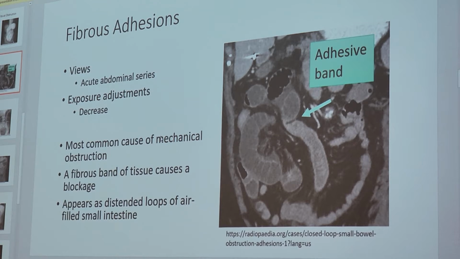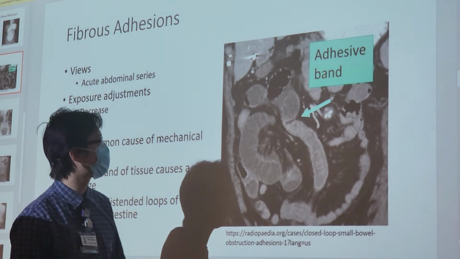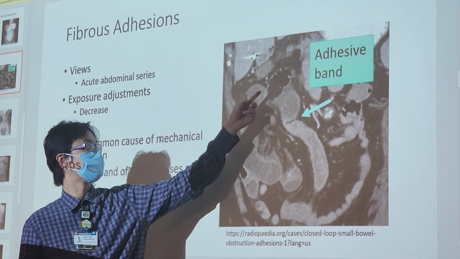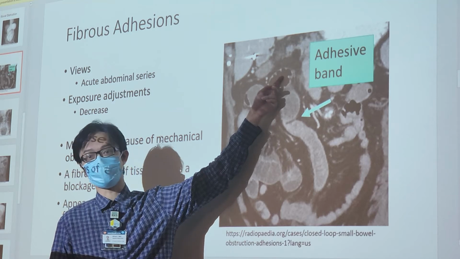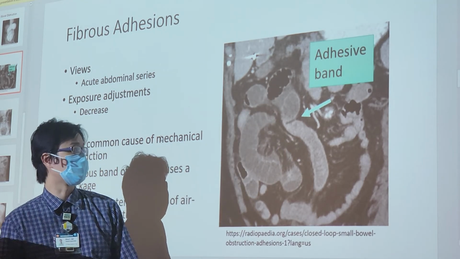If we take a look at how fibrous adhesions appear, what do we see? Air. Air-filled. That's right. That's what those black splotches are. So this here is a CT scan. This is not an X-ray. These areas of black are going to be areas of air.